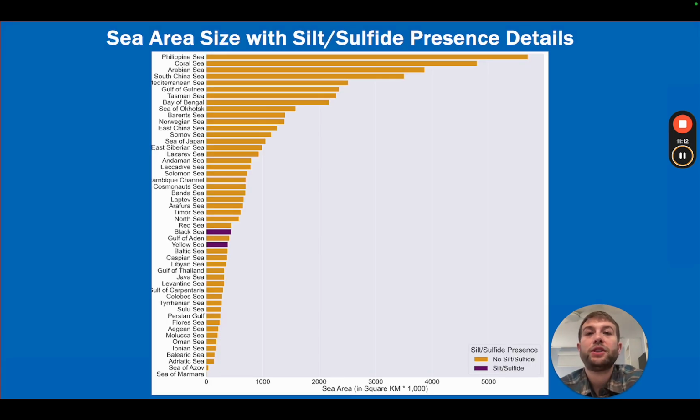This visualization looks at the relationship between sea area and the presence of silt and sulfide. My initial thought was that smaller seas might have higher likelihood of silt and sulfide presence due to the smaller area to disperse them, but this doesn't show that. The black and yellow seas, both seas with low to moderate areas, had silt and sulfide present. This shows that other variables have more of an influence on silt and sulfide presence.